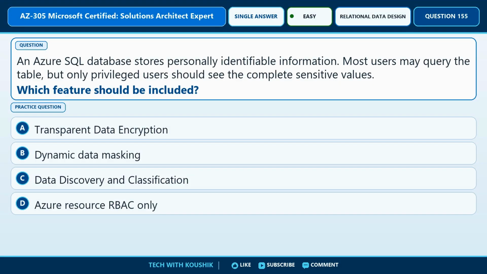We are moving to relational data design. An Azure SQL database stores personally identifiable information. Most users may query the table, but only privileged users should see the complete sensitive values. Which feature should be included? Review the options. Option A, transparent data encryption. Option B, dynamic data masking. Option C, data discovery and classification. Option D, Azure Resource RBAC only.